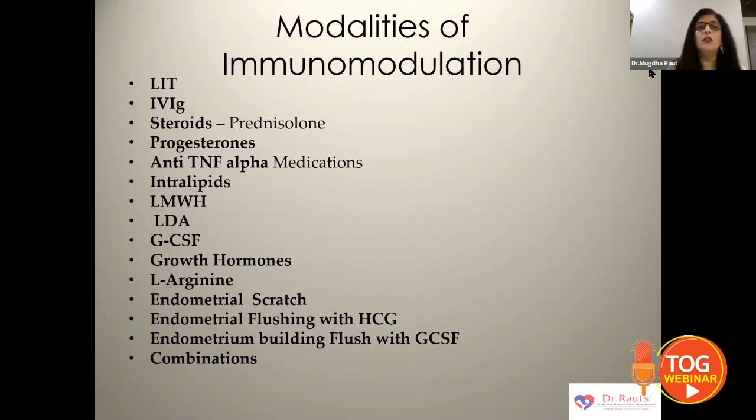So what are the modalities of immunomodulation in pregnancy? The modalities are LIT, that is lymphocyte immunization therapy, which is an active form of immunomodulation, IVIGs, steroids, prednisolone, progesterone, anti-TNF alpha medications, intralipids, low molecular weight heparin, low dose aspirin, GCSF, growth hormones, L-arginine, endometrial scratch, endometrial flushing with HCG, endometrial building flush with GCSF, and a combination of all of the above.